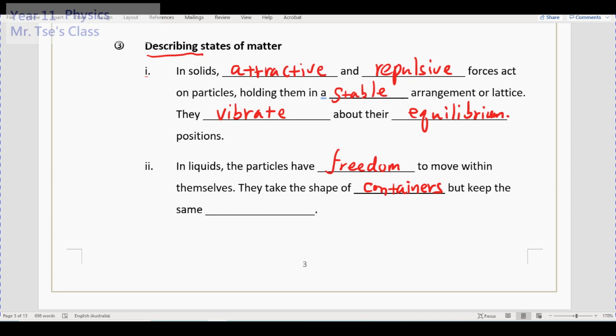And how about the volume? The volume won't change, right? So we know that a liquid can be deformed according to the shape of the container, but its volume is always constant. How about solid? Solid can't take the shape of containers, and its volume is also constant. All right.